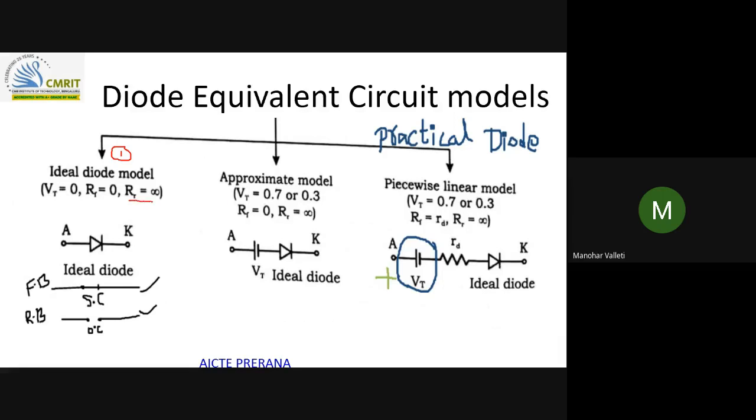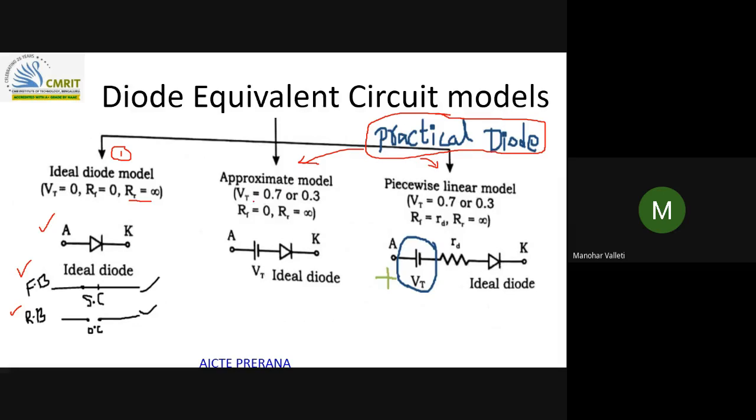Reverse resistance is infinite. Means if this is the diode symbol, if the diode is forward biased, you will replace it with a short circuit. If the diode is reverse biased, you will replace it with an open circuit. Open circuit means resistance is infinite, like this. The same way, the approximate model we will use. Generally, when you are solving any problems, based on the problem we will go. For a practical diode, you will have the approximate model and the piecewise linear model.